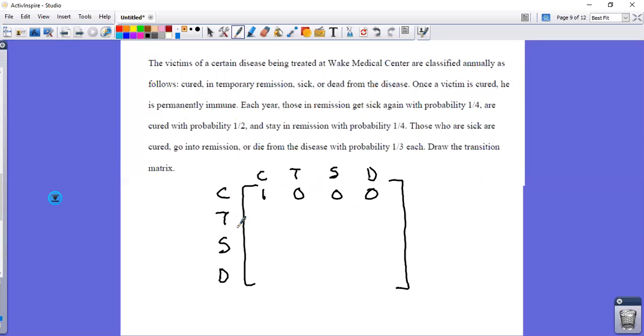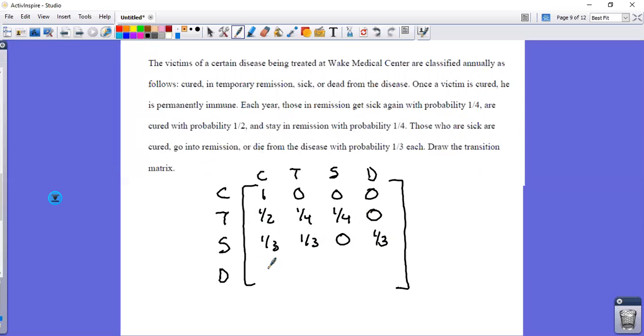Each year, those in remission get sick again with a probability of 1/4. So those in remission get sick again 1/4 of the time, are cured half the time, or stay in remission 1/4 of the time. Those who are sick either are cured, go into remission, or die from the disease, 1/3 of the time each.